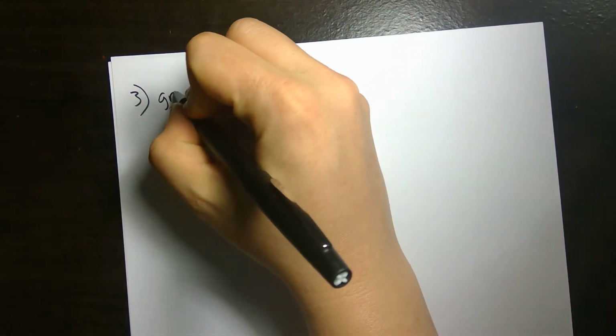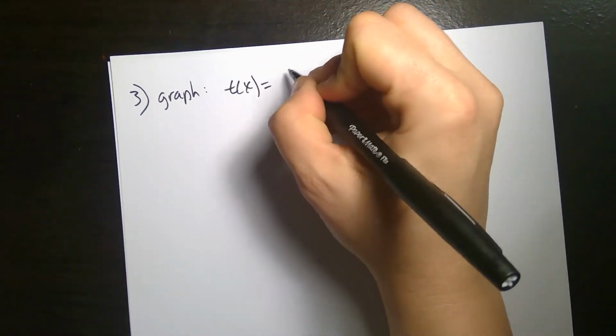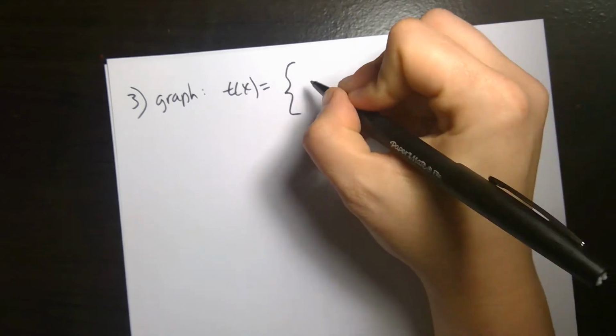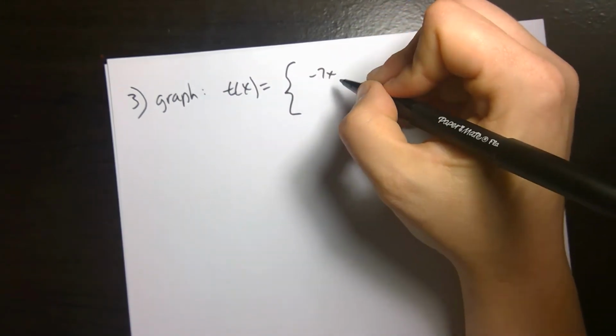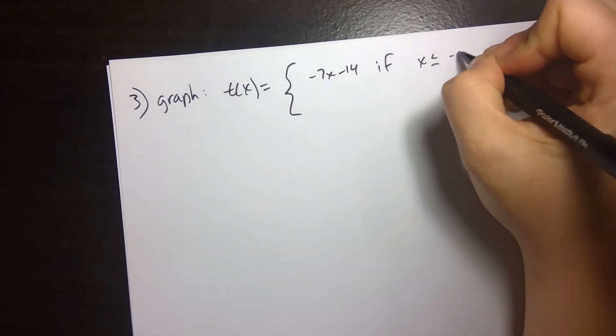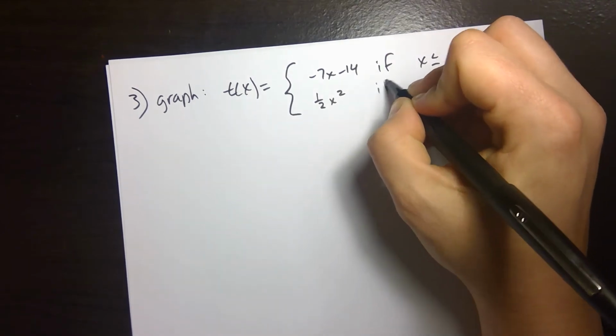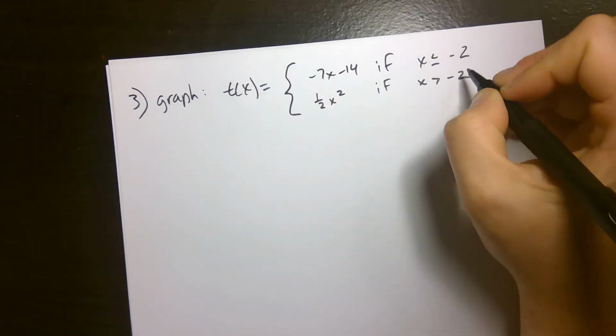Okay, so number 3. All right, so in the notes, we also talked about what we call a piecewise function. And so we're going to learn how to actually graph those by hand instead of just relying on the computer. And so here's the question. We want to graph t of x equals, and in this particular piecewise function, I'm going to have two functions: -7x minus 14 if x is less than or equal to -2, and it's going to be 1/2 x squared if x is greater than -2.